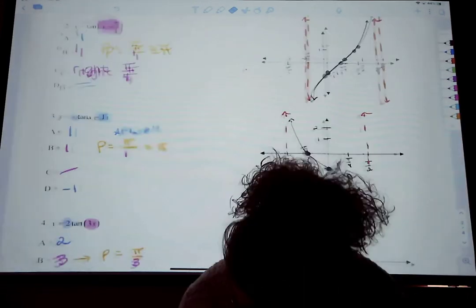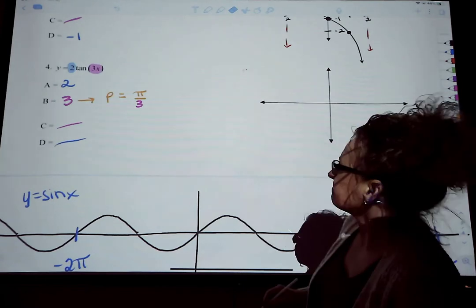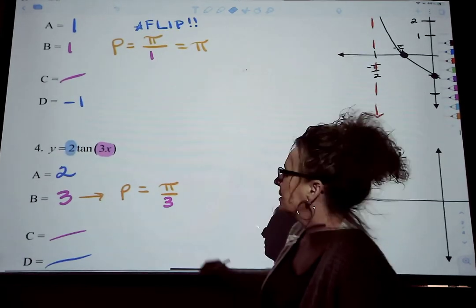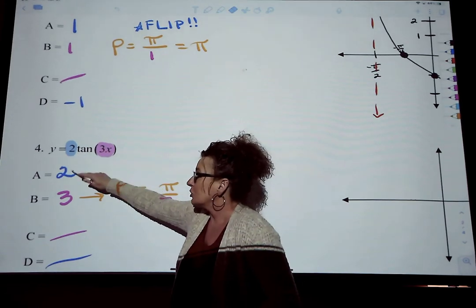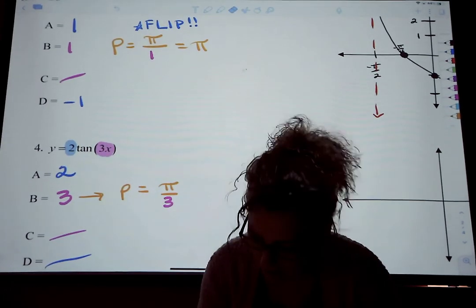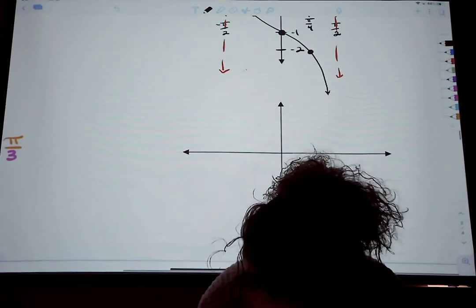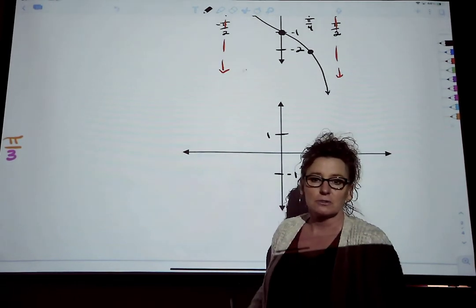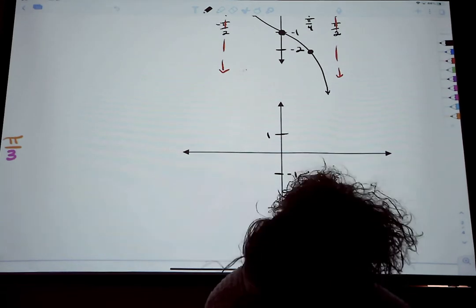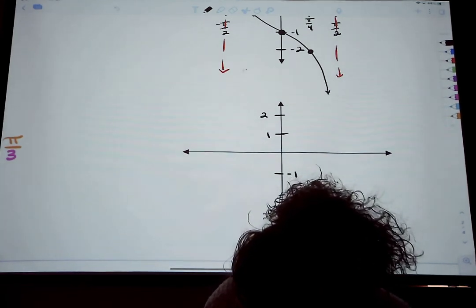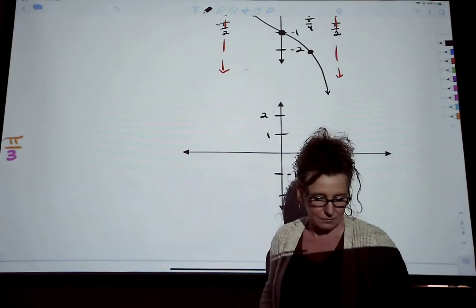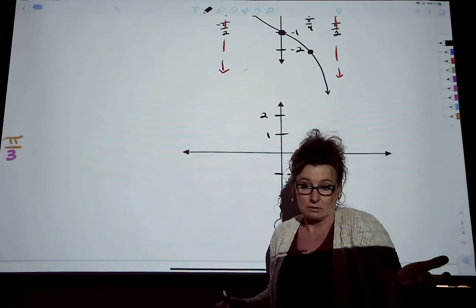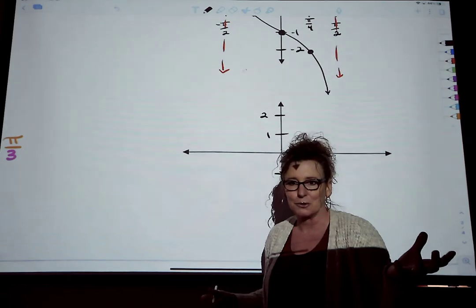Alrighty, last one. Couple of transformations going on here. First of all, A is 2. So you know how on your y-axis I usually have you go 1 and -1? Well, A is 2, so we're going to have a vertical stretch. So let's go up to 2 and down to -2. Okay, so that pretty much takes care of the A equals 2.